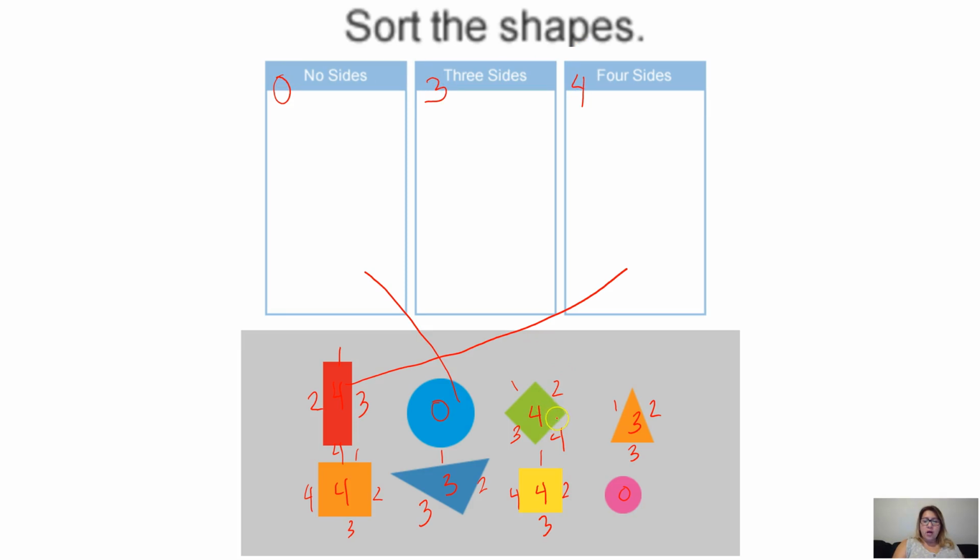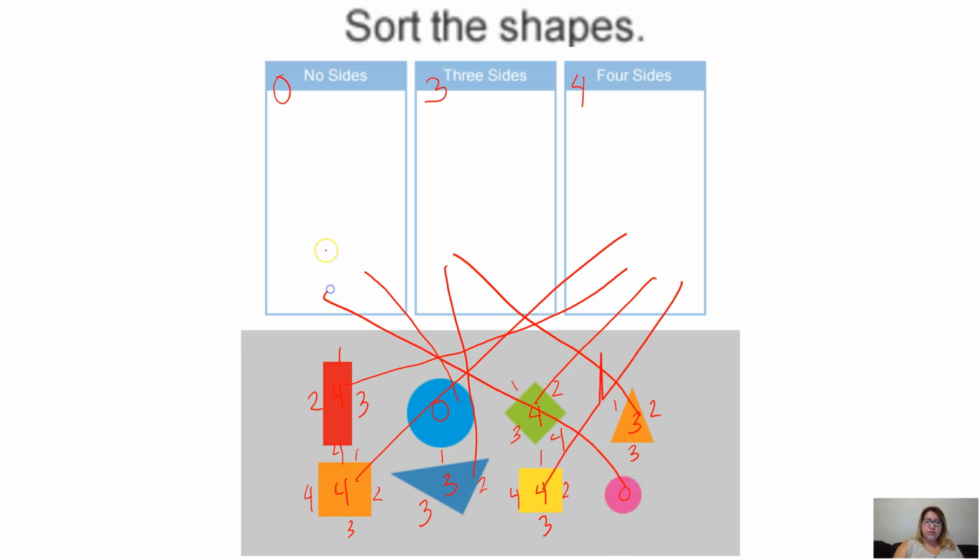Okay, and this is also a square, but it's rotated or tilted. But the shape is still the same. It does not matter if it's tilted or rotated. 4. And this is a triangle, 3 sides, square, 4 sides, triangle, 3 sides, square, 4 sides, circle, 0 sides.